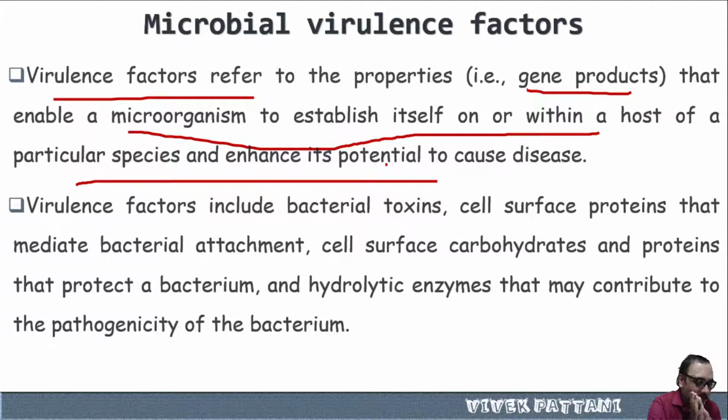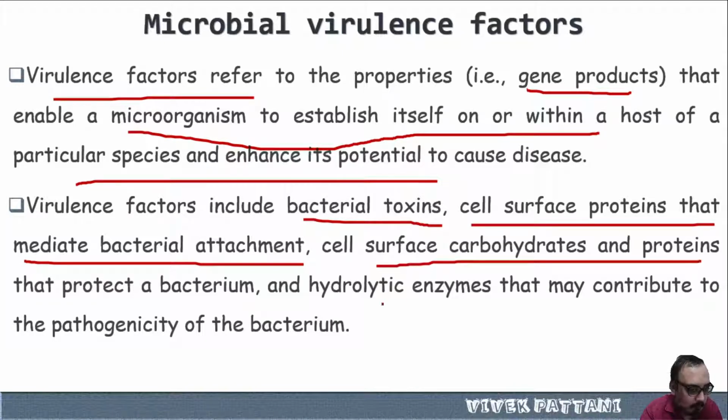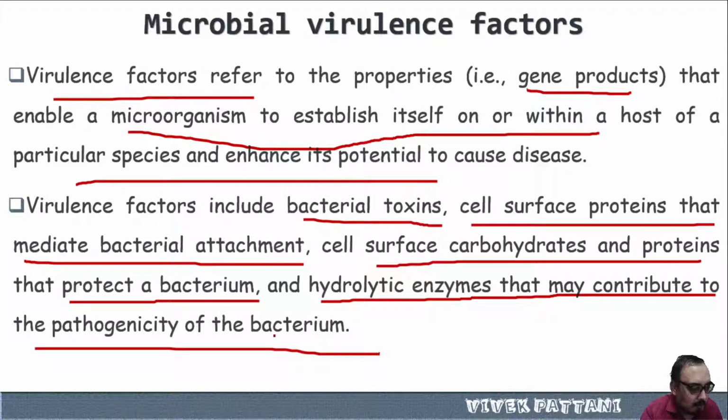cause a disease. Some of the general examples of virulence factors include bacterial toxins, cell surface proteins that mediate bacterial attachment, cell surface carbohydrates and proteins that protect a bacterium, and hydrolytic enzymes that may contribute to the pathogenicity of the bacterium.